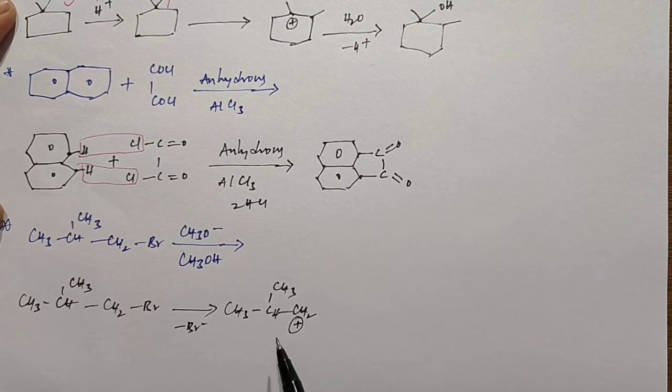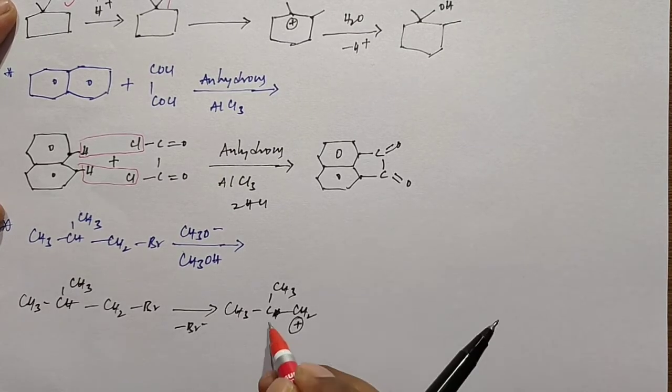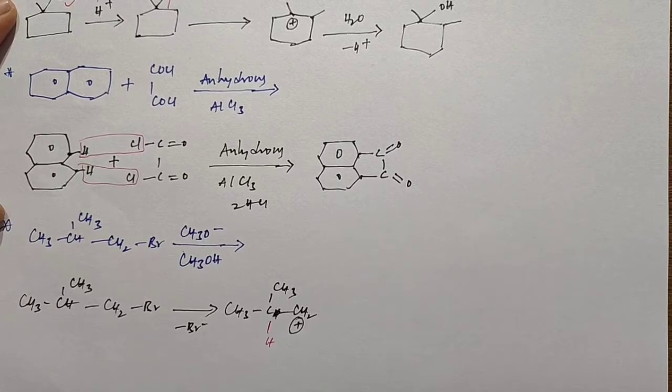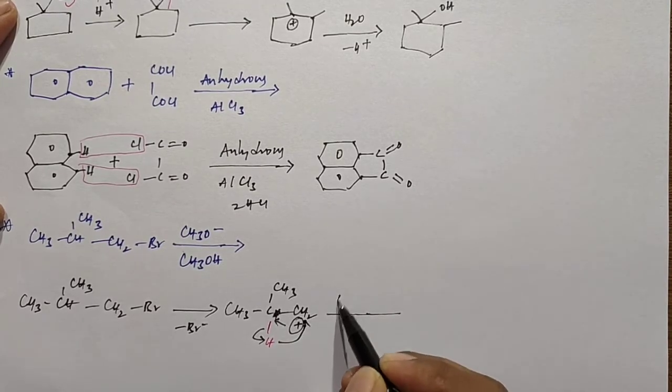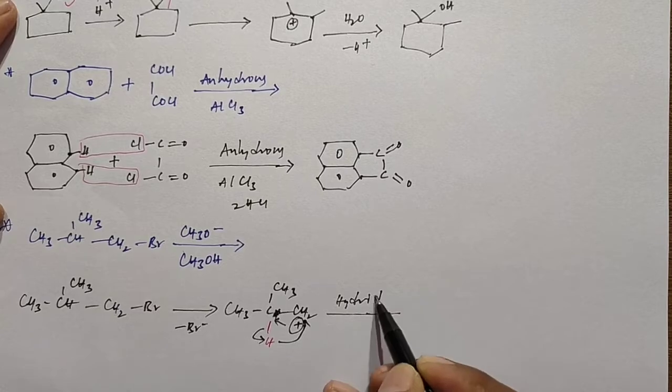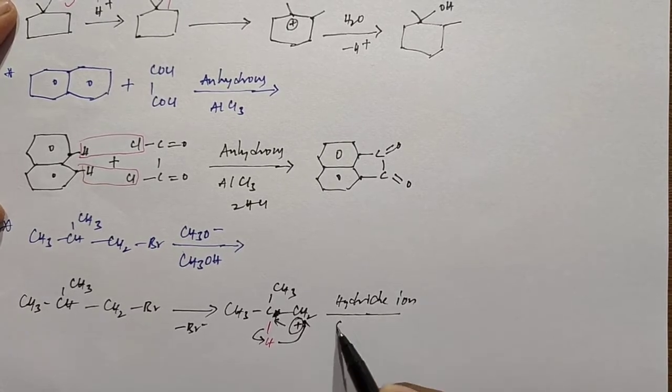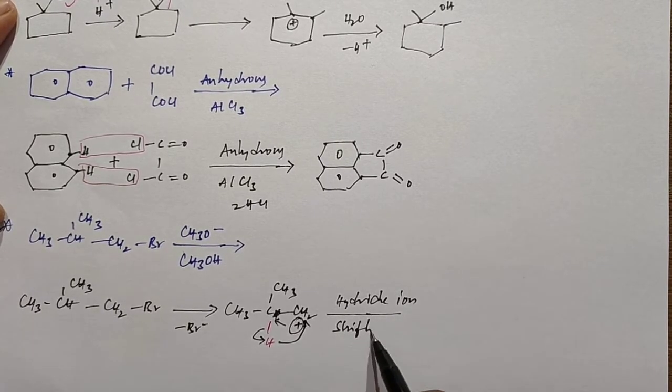So in this step, hydride ion shifting is possible. Here one hydrogen is there, so I have written this hydrogen like this. These pi electrons, or sigma electrons, shift towards the hydrogen, and this hydrogen makes a bond with this carbon, and the positive charge shifts towards this carbon. So when we get the hydride ion shift, hydride ion shifting is possible.